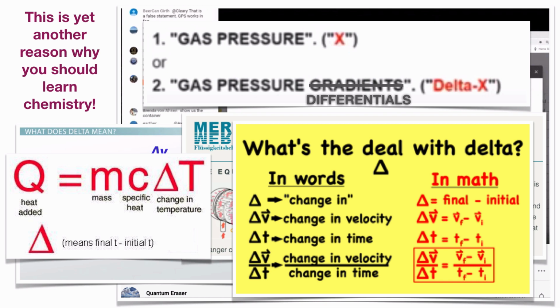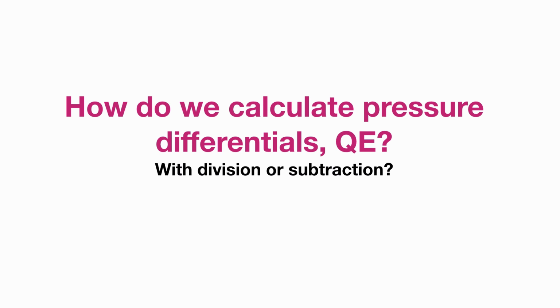So here's just yet another example, Quantum Eraser, why I think you should learn chemistry. Because I think you'd really get a lot out of it. Why am I using subtraction for anything? Oh my goodness. We just explained it to you. Why you're using subtraction is because it is the delta. It is the change in the pressure. So the delta pressure, change in pressure. Subtract final minus initial, or do it in whatever order you want. But please subtract.